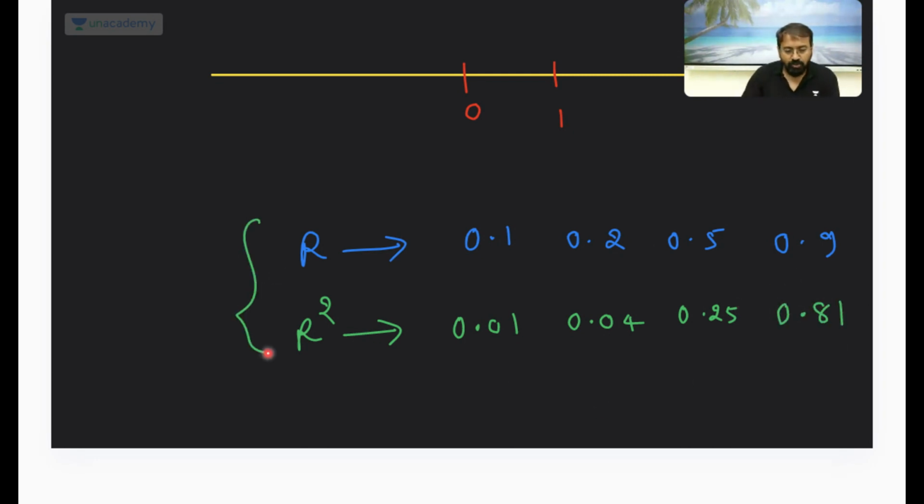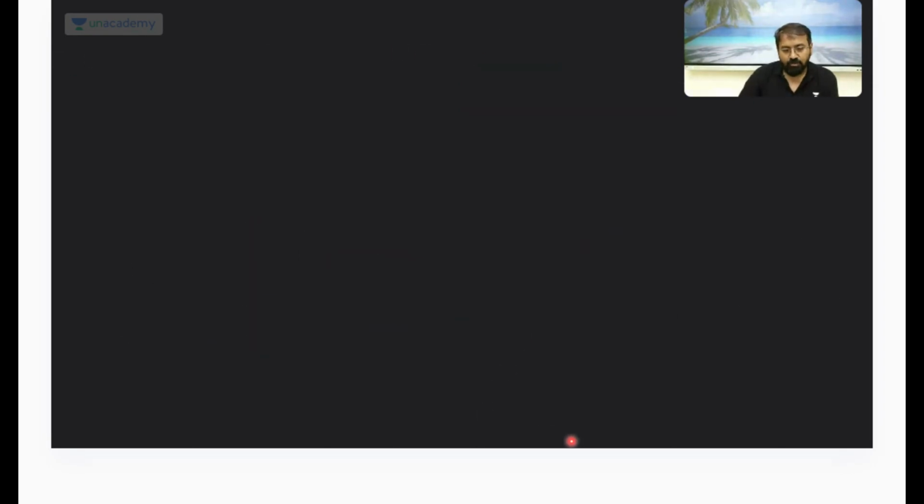Can I say for this one r square is less than r? Do you all agree? So if you take numbers in this range, remember, the square of the number will be less than the number. For any other number, suppose I take r as 1.1, so r square will be 1.21. So r square is greater than r, right?